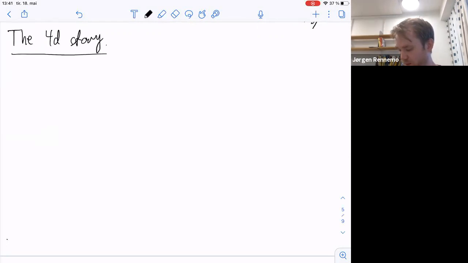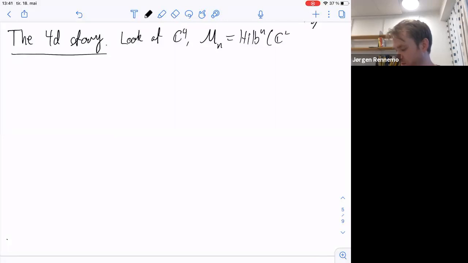So now we're looking at C4, and we're looking at the corresponding Hilbert schemes of points, corresponding objects. The parallel objects here are the Hilbert schemes of points on C4, which of course are even worse, have even worse behavior from a geometric perspective.